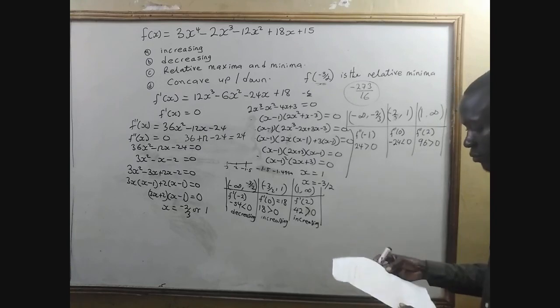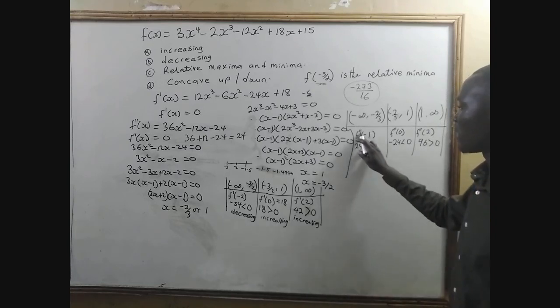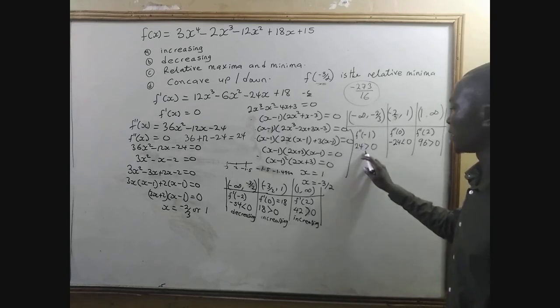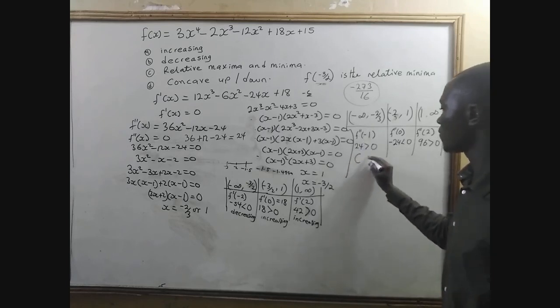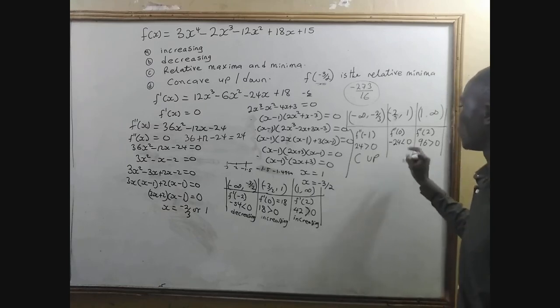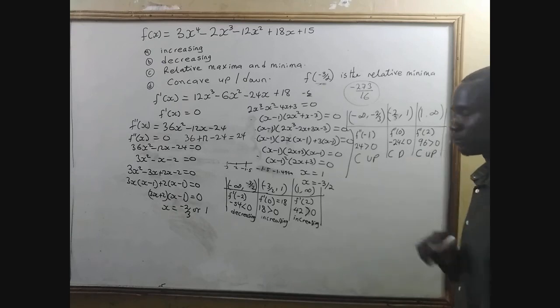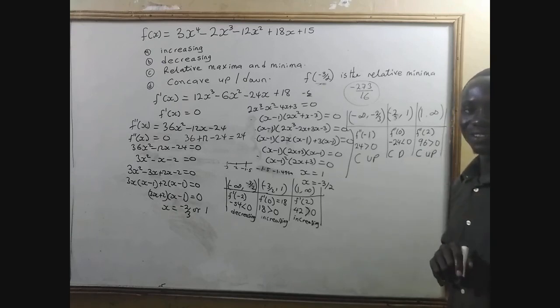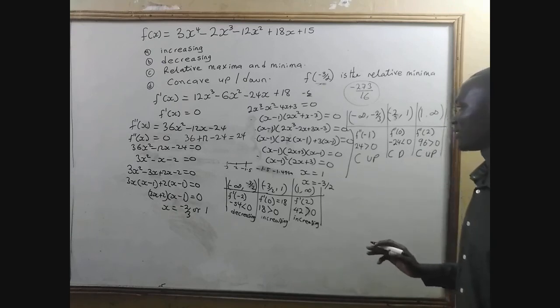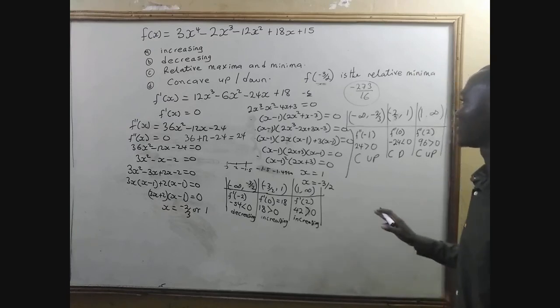So here, what do we do? Since here f double prime of x is greater than 0, then the function is concave up. Here it is less than 0, so the function is concave down. And here f double prime is greater than 0, so the function is concave up. Very, very simple as that.